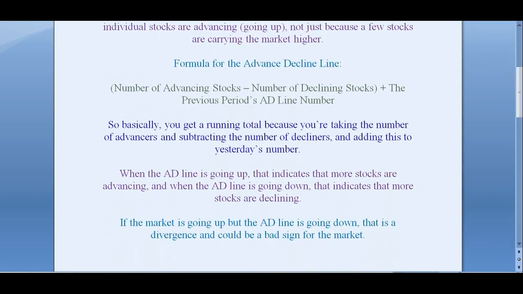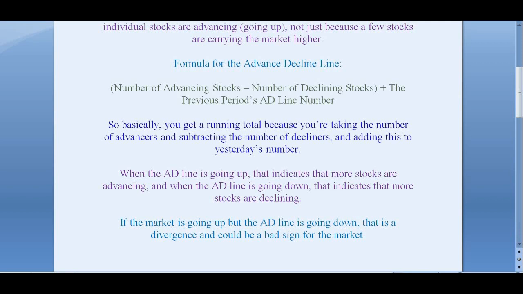So let's take a look at the formula for the advanced decline line. They take the number of advancing stocks, they subtract the number of declining stocks, and then they add that number to the previous period's advanced decline line number. So basically you get a running total, because you're taking the number of advancers and subtracting the number of decliners and adding this to yesterday's number. So it's a running total.